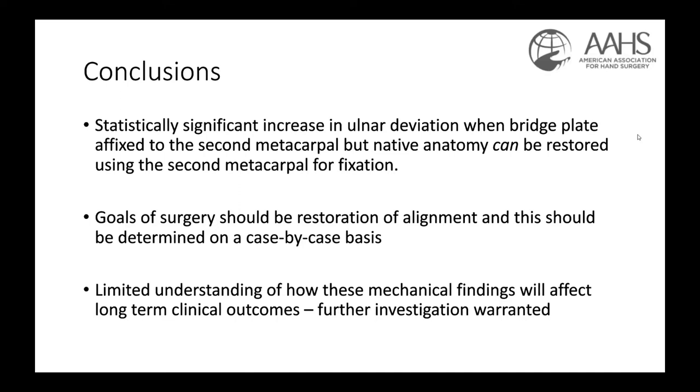Though this was a pretty consistent finding, they did note the importance of restoration of alignment on a case-by-case basis and found that there was variability in this, and even affixed to the third metacarpal, there was at least one patient who theoretically would have demonstrated a degree of ulnar translation. And finally, they noted that there's limited understanding of how mechanical findings in a cadaveric model will translate into long-term clinical outcomes, and so recommended further investigation.